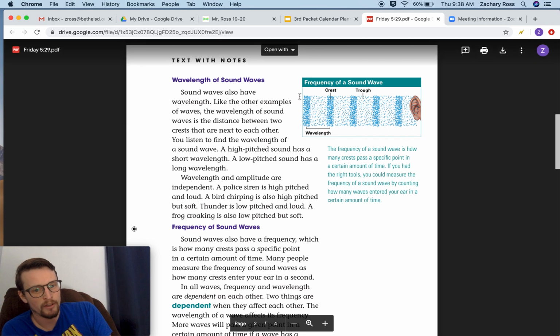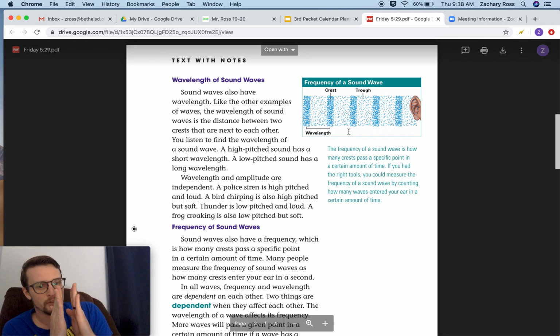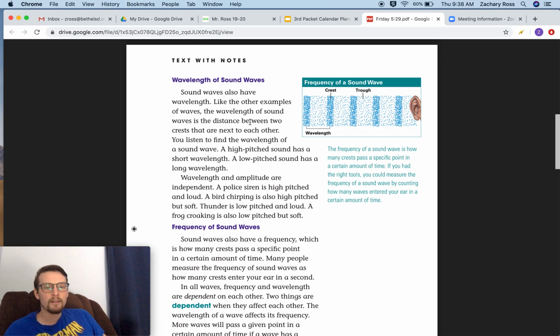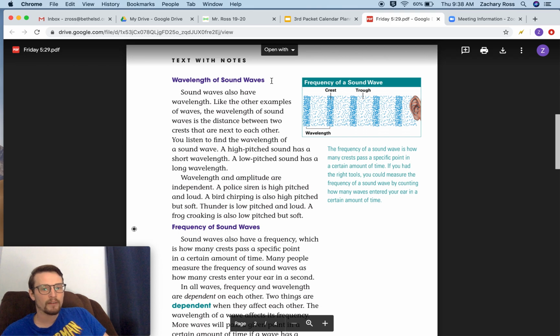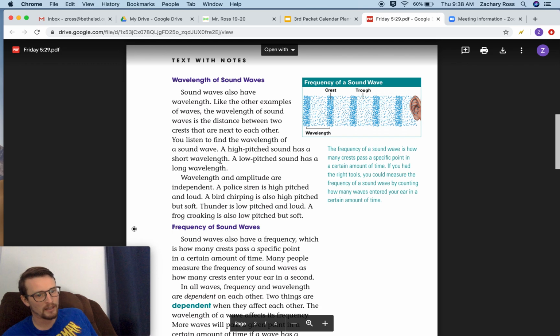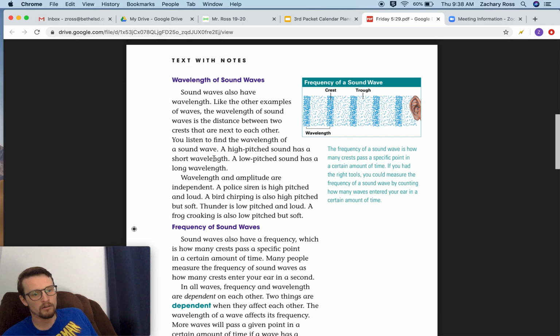And right here's a picture that shows the crests where the amplitude is tight together and the trough where it's spread apart. Sound waves also have wavelength. Like the other examples of waves, the wavelength of sound waves is the distance between two crests that are next to each other. You listen to find the wavelength of a sound wave. High-pitched sound has a short wavelength. Low-pitched sound has a long wavelength. Remember, high-pitched is where it's kind of squeaky. Low-pitched is kind of deep.